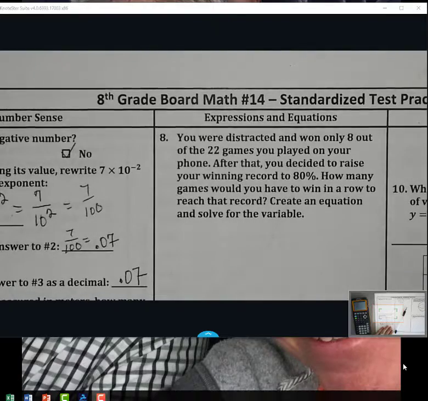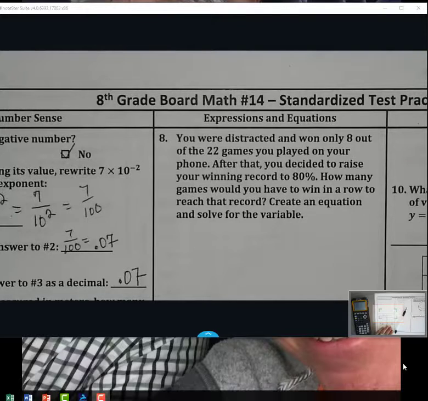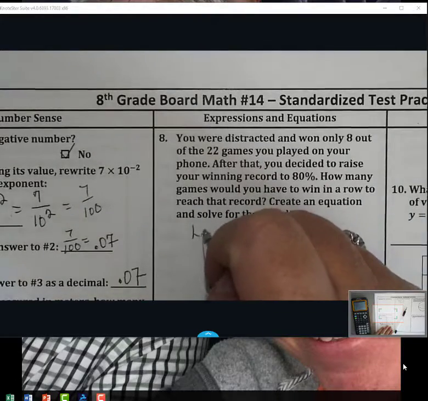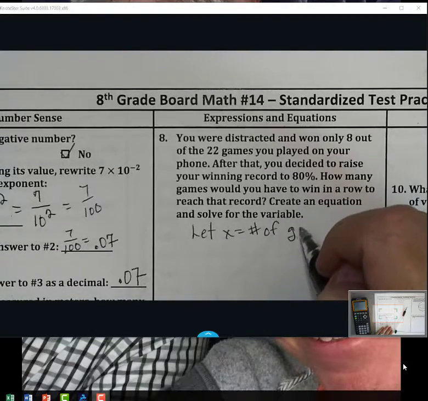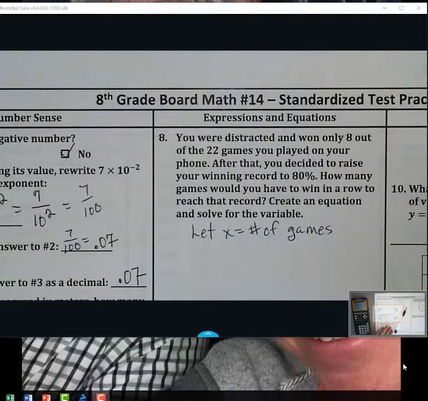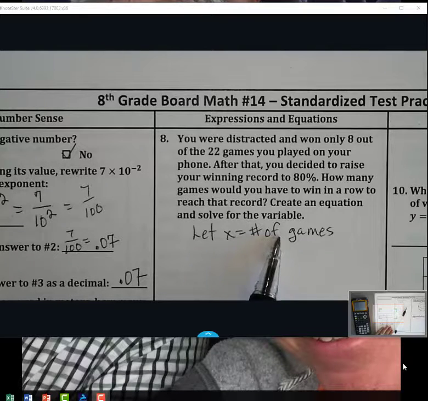You were distracted and won only 8 out of 22 games that you played on your phone. After that, you decided you wanted to raise your winning score to 80%. How many games would you have to win in a row in order to reach that record? Create an equation and solve for the variable. So let x equal the number of games. We've already played 22. We're figuring out how many more games we need to play, winning every single one, in order to get an 80%.